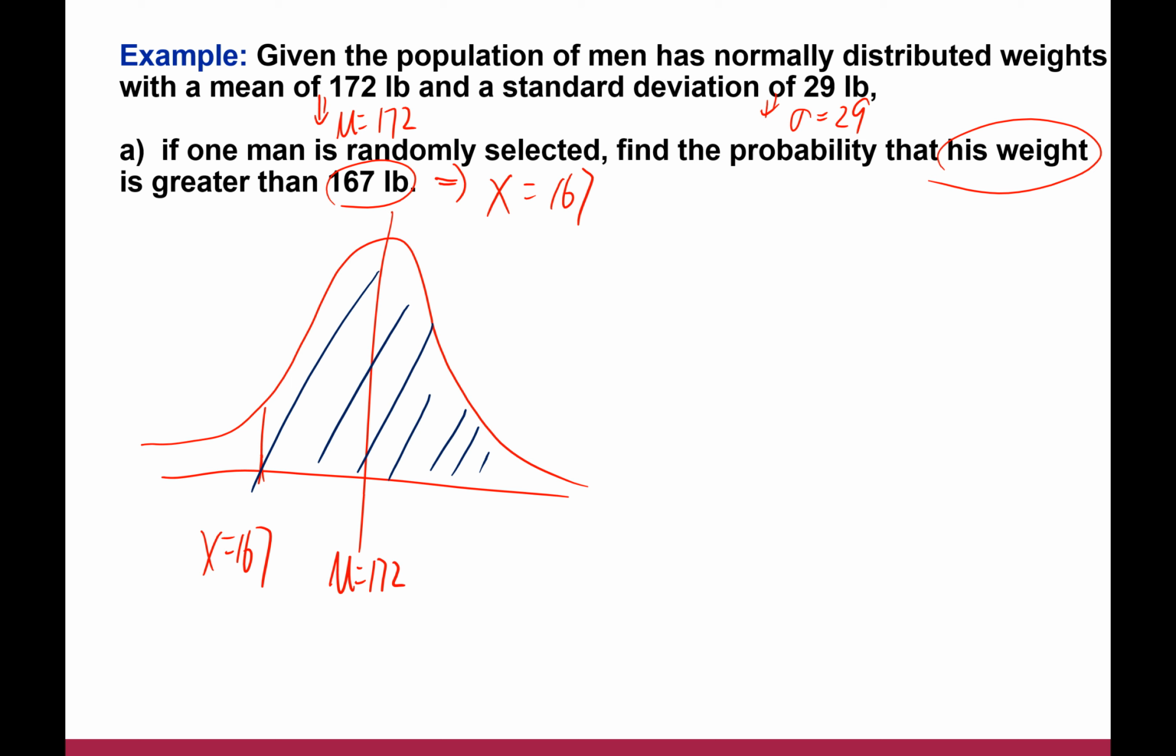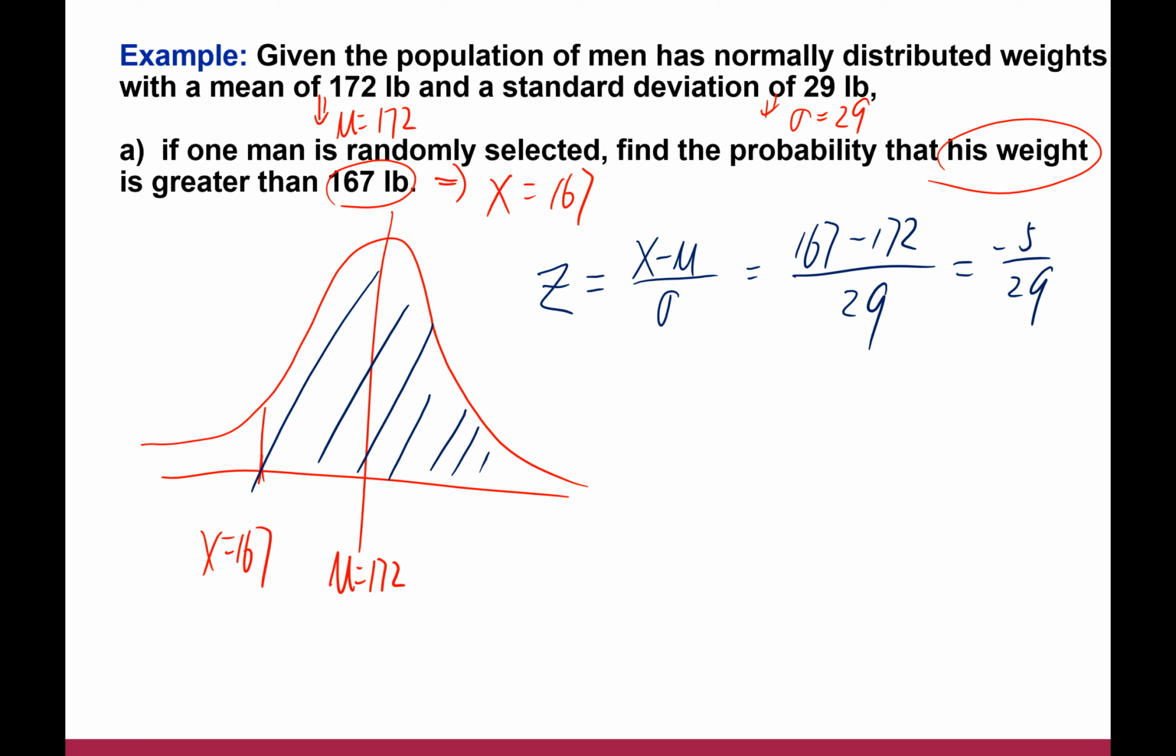Again, first of all, we find the z-score using x minus mu over sigma. 167 minus 172 over 29 is -5 over 29. Let's see what that is. This is -0.17 approximately.